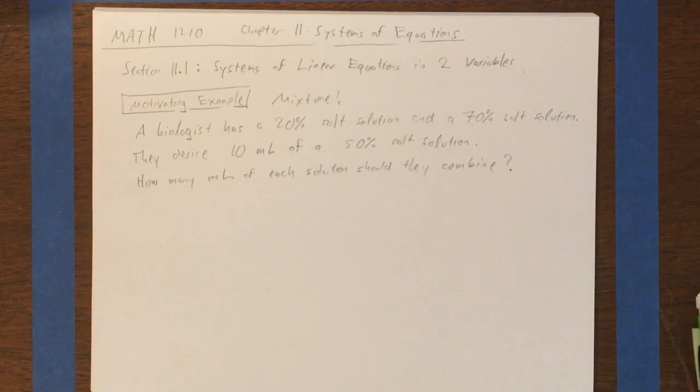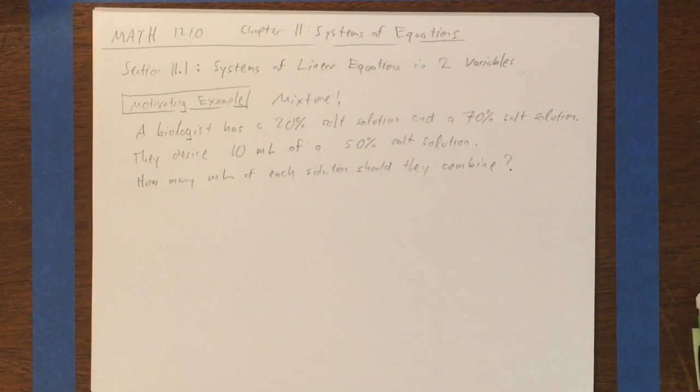So we have two salt solutions. One is 20% and one is 70%. What we want is 10 milliliters of a 50% salt solution. So with 20 being less than 50 and 70 being more than 50, we should be able to mix these two solutions together in some ratio to produce 50% salt. And specifically, we want 10 milliliters of that. So the question is, how many milliliters of each of the two solutions that we have should we combine together to get exactly what we want?